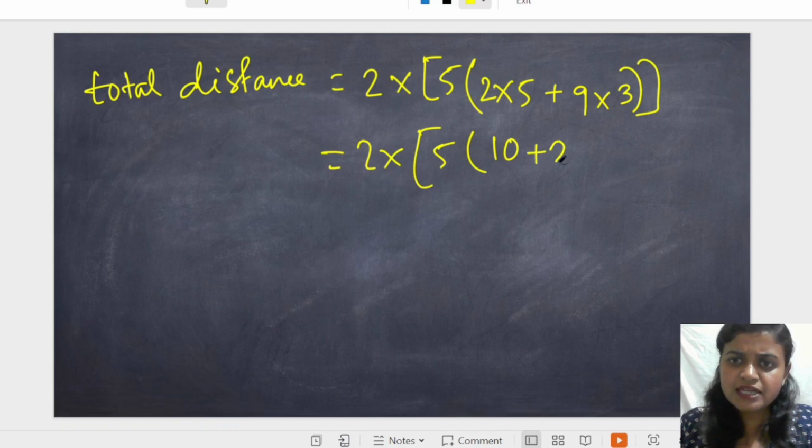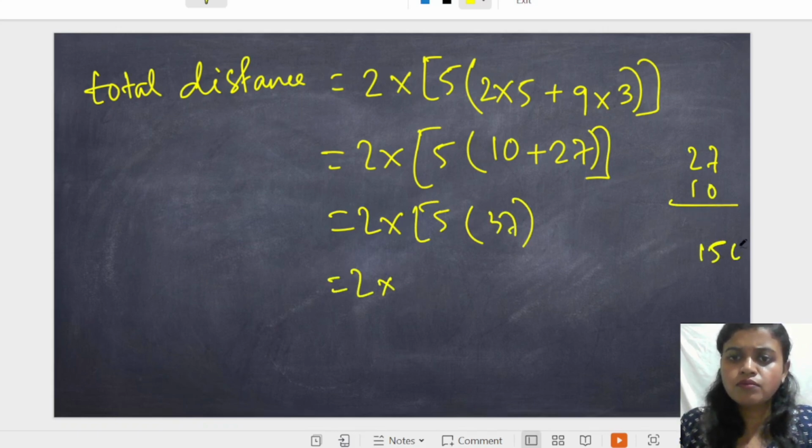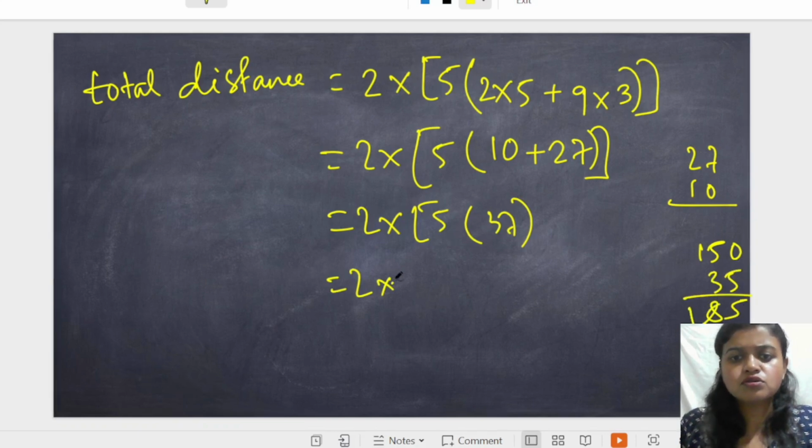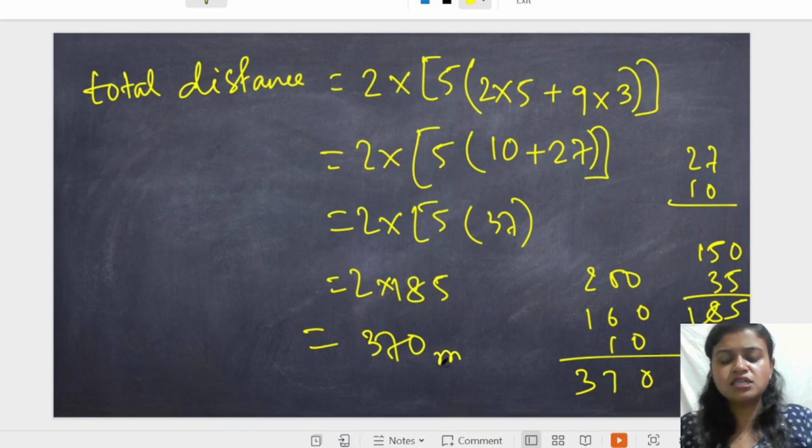2 times 5 gets 10 plus 27. So if we add 27 plus 10, that is 37. So 2 into 5 times 37, that is 185, which will be 370. 370 meters she has to run.